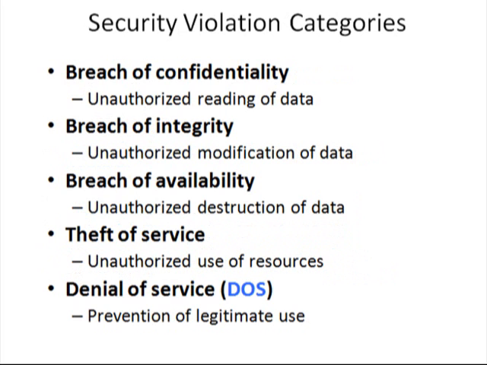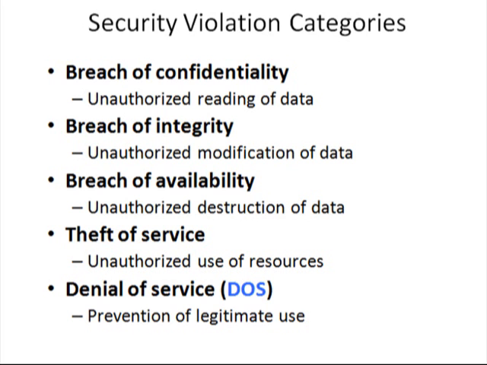Next, we come to the security violation categories. There are various categories under which security violations are classified. The first one is breach of confidentiality. Here the erroneous software tries unauthorized reading of data, data which it does not have access to. The second category is breach of integrity. Here the malicious software or attack gets unauthorized access to the data and modifies it, due to which the integrity of the data is lost.